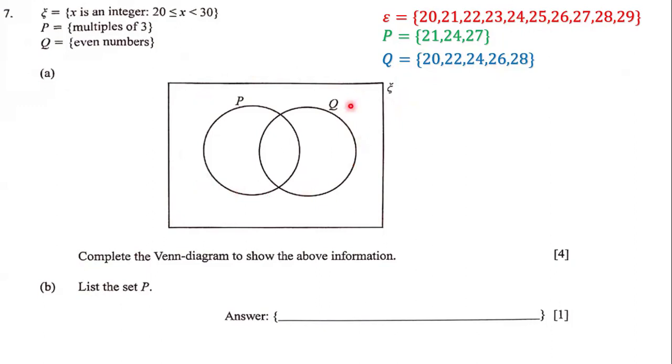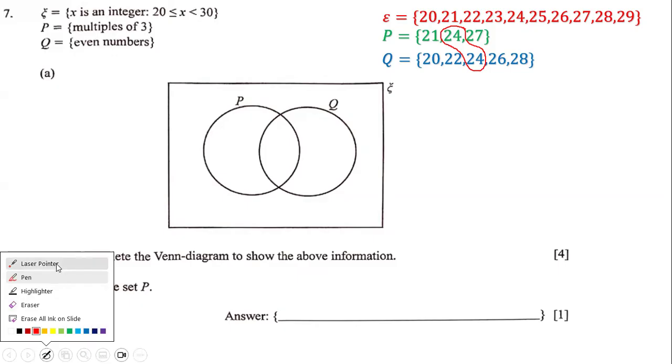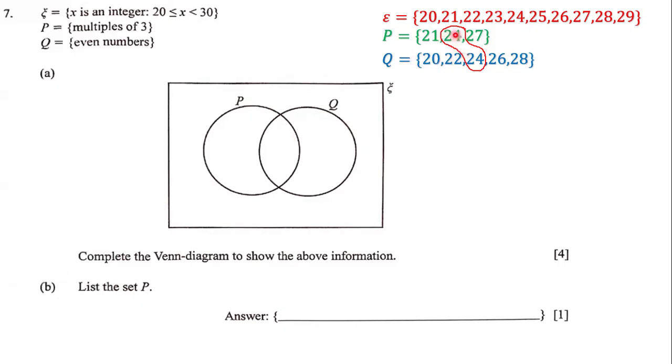And so let's write that on this Venn diagram because we have to complete this Venn diagram. But before we even complete it, let's figure out what is in the intersection. What is in the middle? What numbers are common between P and Q? And we notice that 24 is common in both sets. All right, so that means that the intersection of P and Q is going to contain 24.